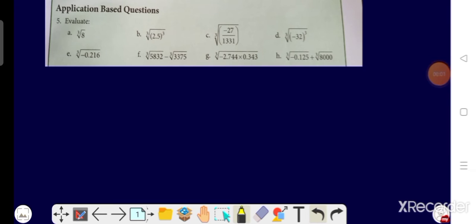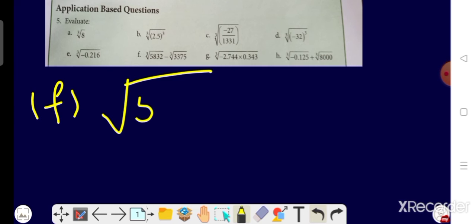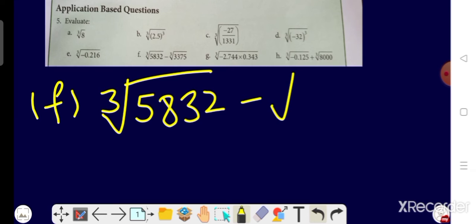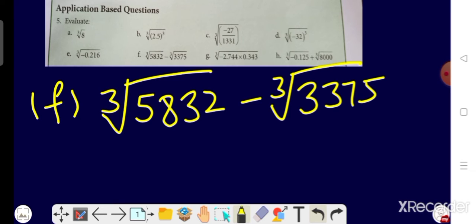Now let us take one more example of the 5th question, that is the F part. Cube root of 5832 minus cube root of 3375. Here we have to calculate the cube root of 5832 and 3375. Okay, so let us calculate one by one.